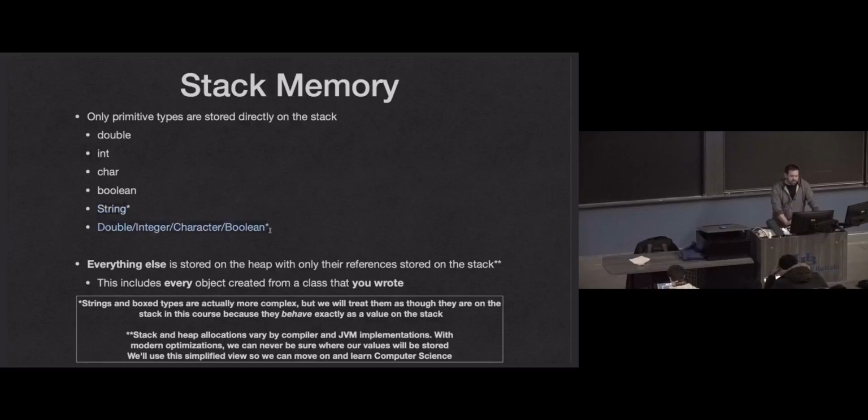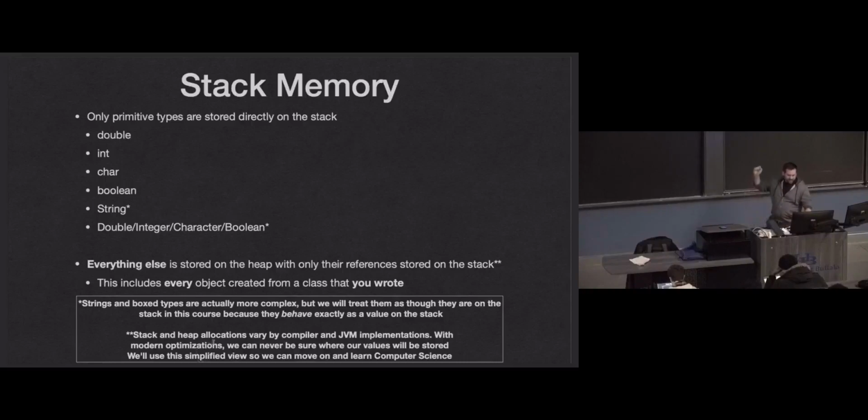Same with our autobox types. We're not going to treat Double with a capital D differently than double with a lowercase d. We're just going to pretend that our capital D Double autoboxed class for that primitive is passed by value as well, even though it's technically not. But they are immutable just like strings, so they behave the same way.